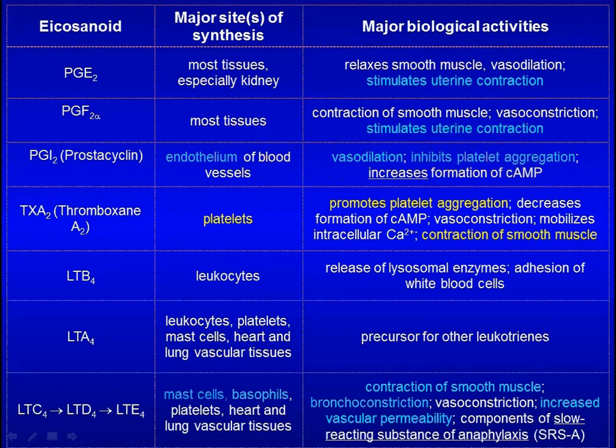Thromboxane is synthesized by platelets, opposite to prostacyclin. It promotes platelet aggregation. In addition, it causes contraction of smooth muscle. Leukotrienes C4, D4, and E4 are synthesized in mast cells and basophils. They promote contraction of smooth muscle and bronchoconstriction, leading to asthma.